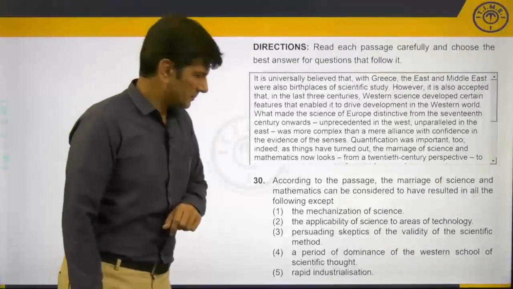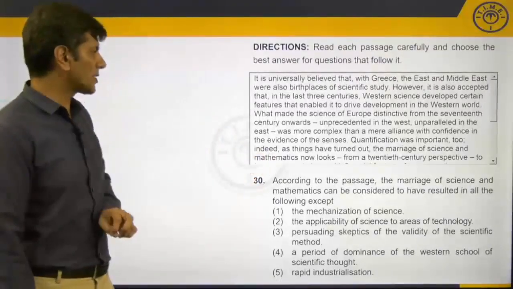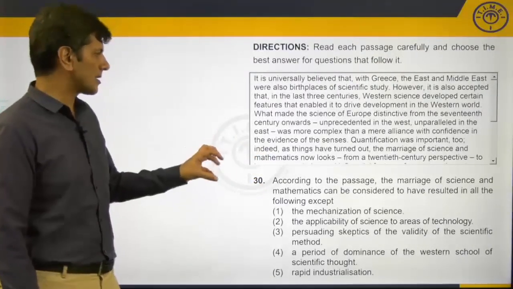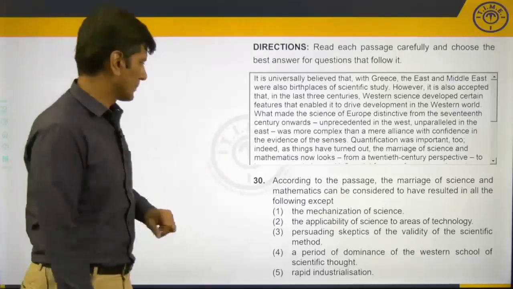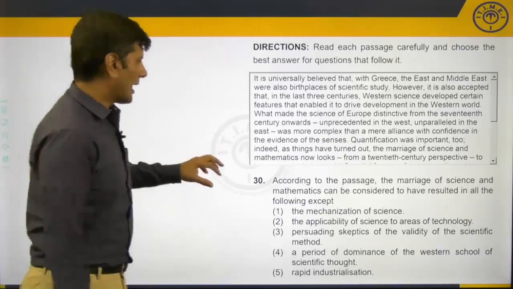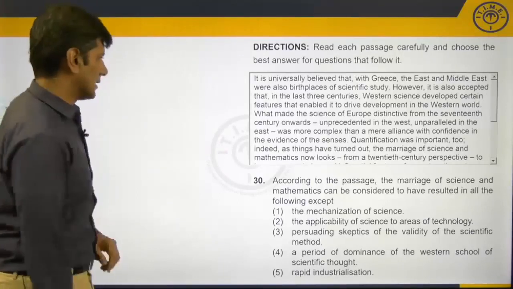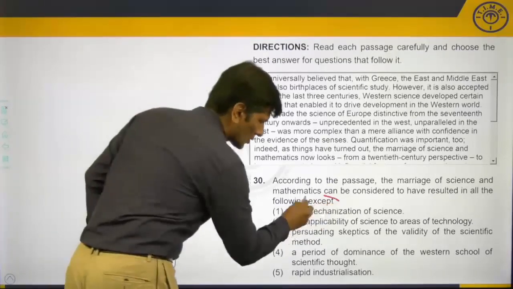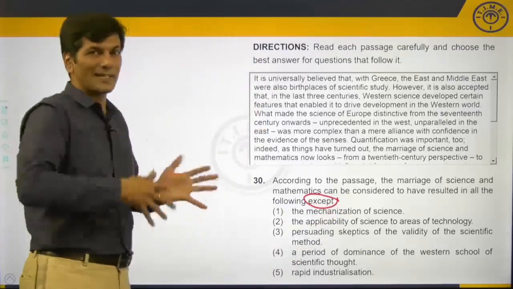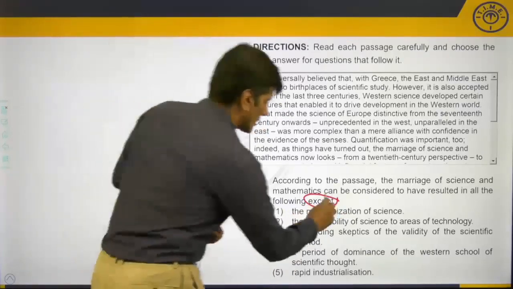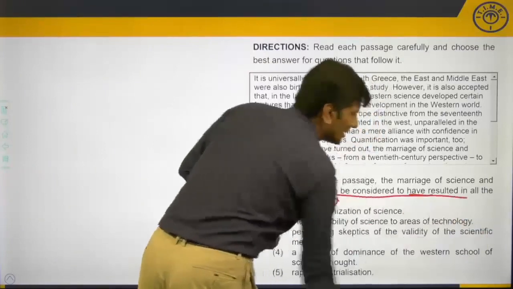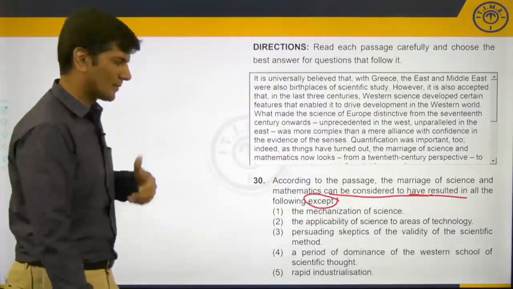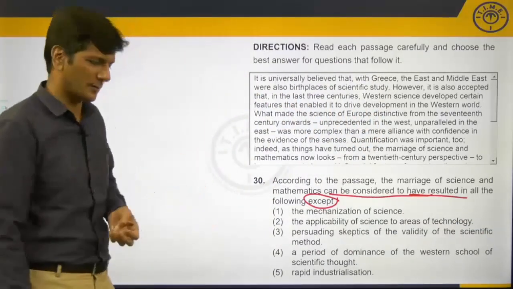Thirtieth question. According to the passage, the marriage of science and mathematics can be considered to have resulted in all of the following except what? Could have resulted, can be considered to have resulted in everything except what? So this is what I was talking about as an except question. You could consider that the marriage could have resulted in everything except what? This is a typical case of an inference question.